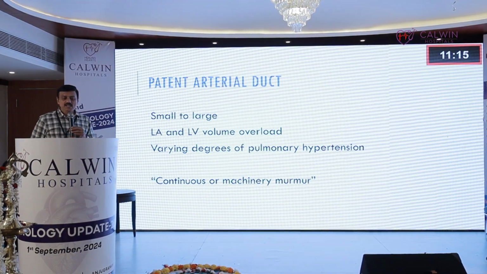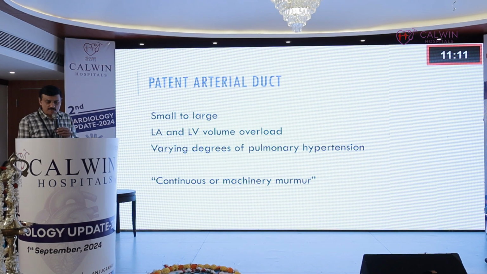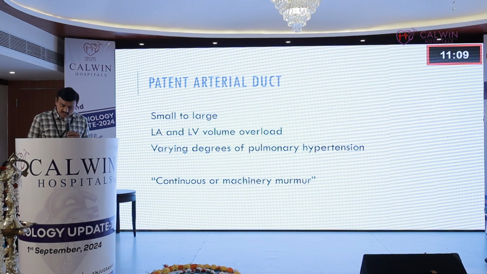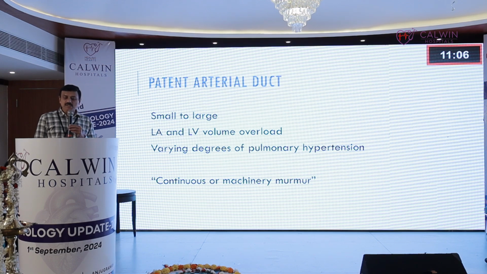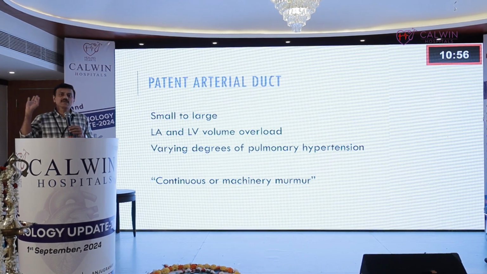Anyway. So patent arterial duct. Even small to large ducts can present in adults. LA and LV volume overload will be there many a times if it is a moderate to large PDA. Varying degrees of pulmonary hypertension is there, and one can diagnose this by the continuous machinery murmur. If you are able to hear the diastolic component of the PDA, that patient is operable. You can straight away take it.